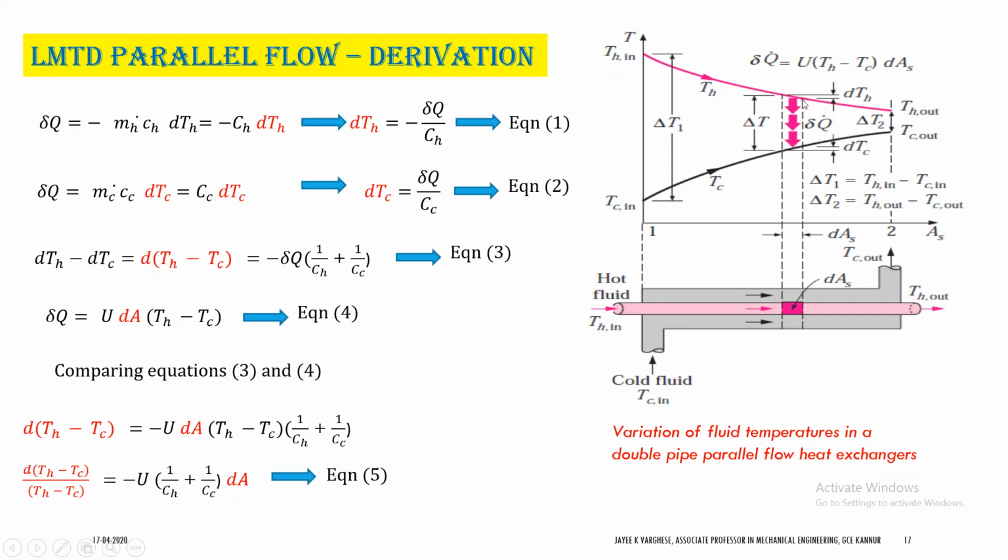So let's see, as the hot fluid flows over a small area, a small difference in the temperature occurs. Let it be dTH, and there is a small difference in the temperature for the cold fluid, and let it be dTc.